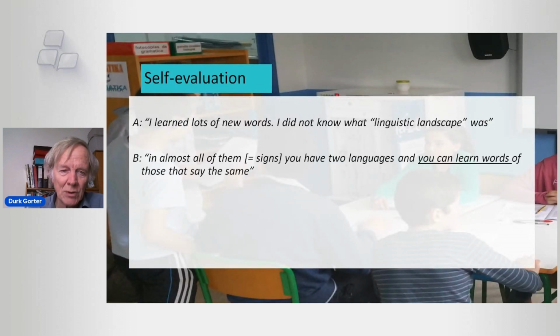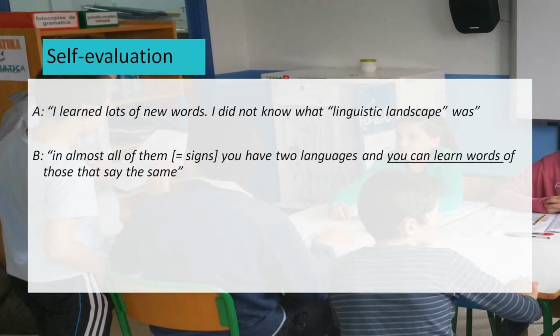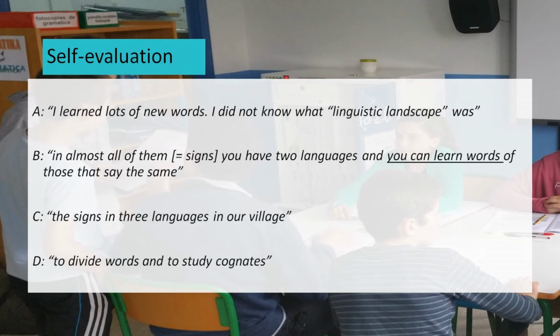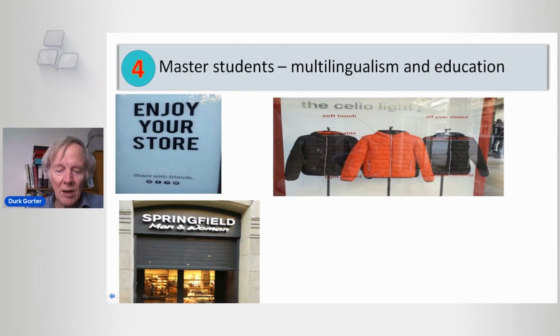I didn't know what linguistic landscape was. Another said, in almost all of them, in the signs, you have 2 languages and you can learn words that say the same. And the signs in 3 languages in our village, another one said. And another one learned how to divide words and to study the cognates. So that was quite interesting that they did these things. Then that's the last example I'm going to give.